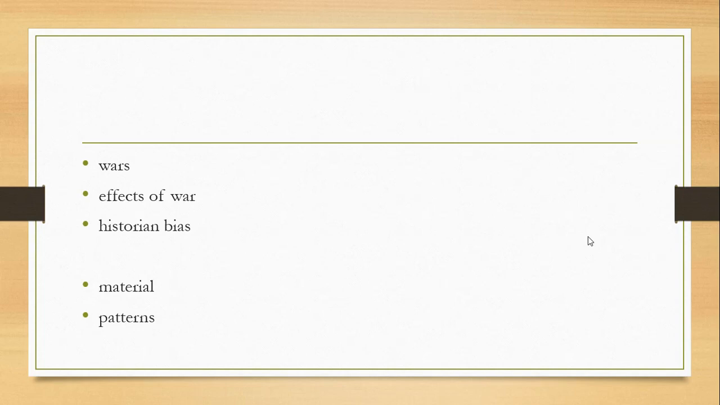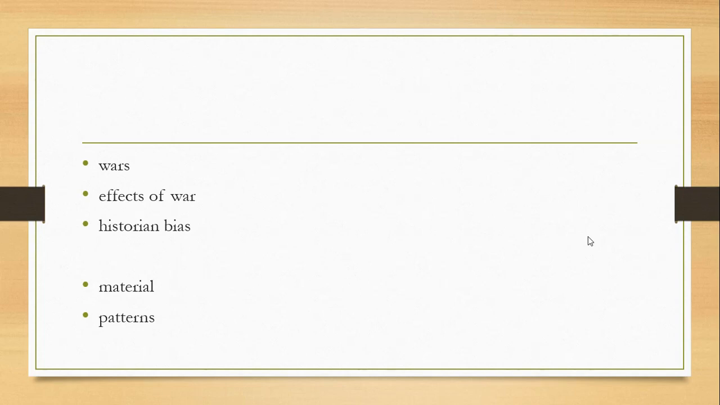If you look into historian bias, that is the third point. Even when a historian is writing, there is a bias in his writing. It depends on his background. If I am writing history, I'll write it differently. If you are writing history, you will write it differently. So there is a bias. Once again, psychology plays an important role.